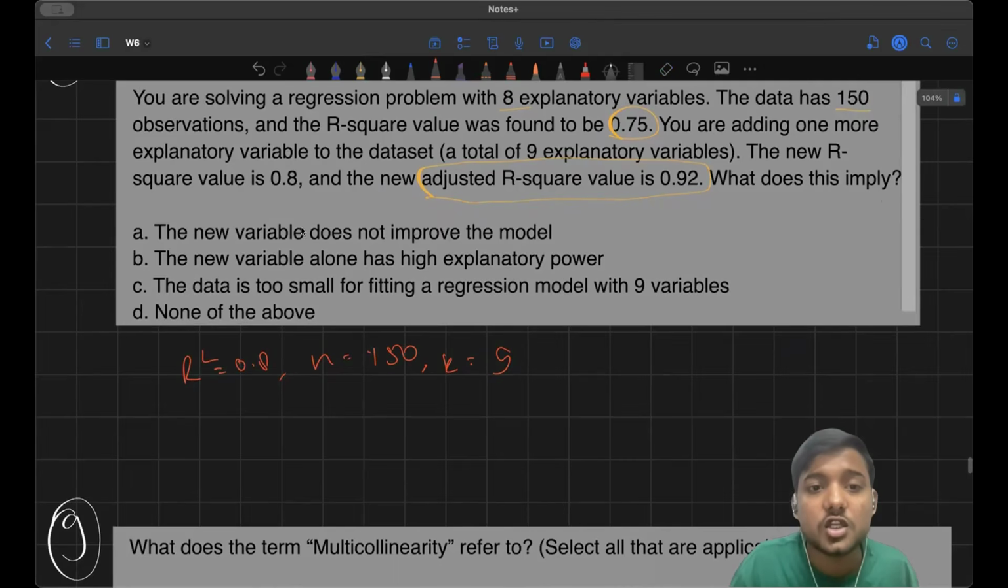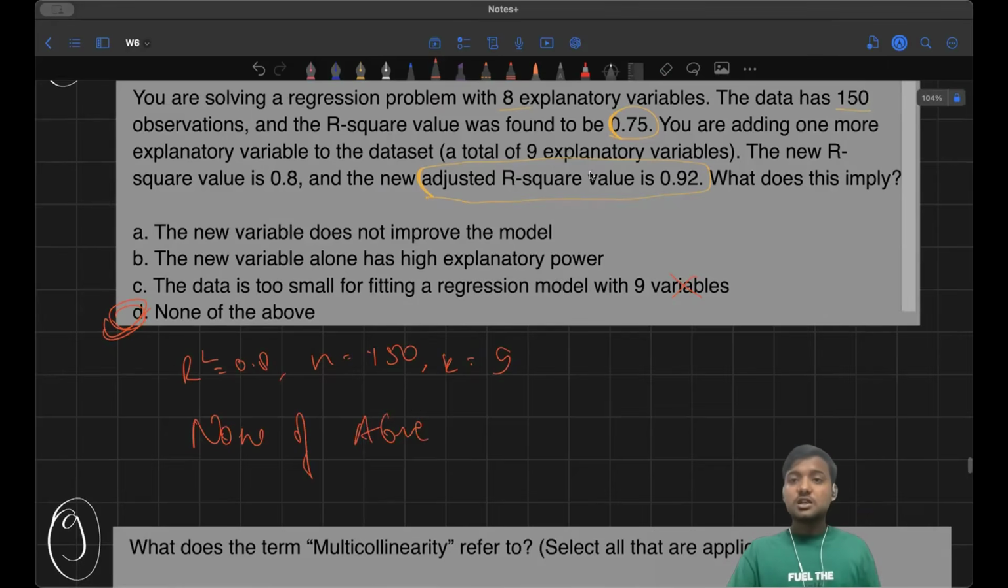You see the options: new variable does not improve model, new variable alone has high explanatory power, data is too small for fitting model. So this is totally rubbish. None of the above is going to be the correct answer. Why? Because the adjusted R square which they have given in the question is actually wrong. So every time they give you this kind of question, you have access to R square and you also have access to adjusted R square. Please, please, please cross check.